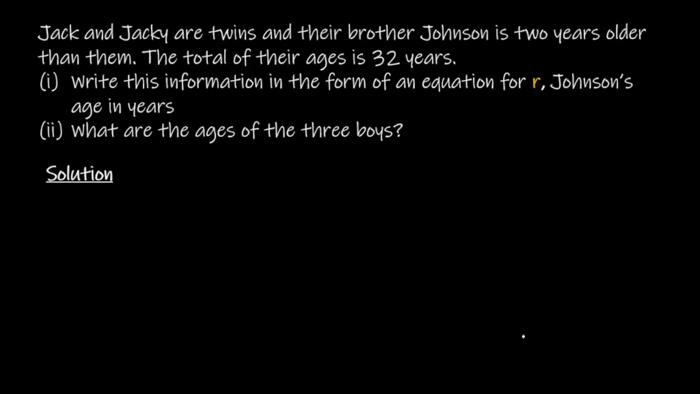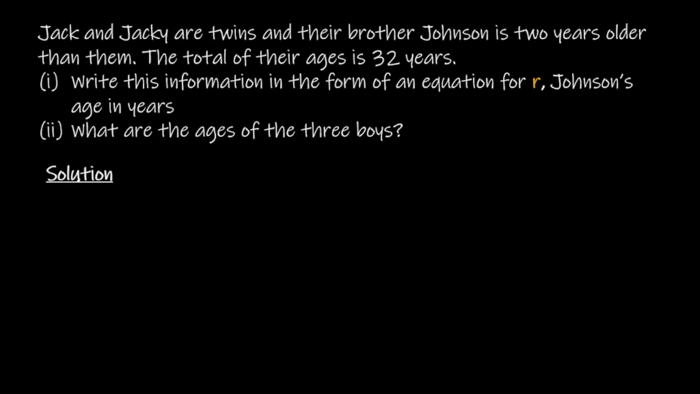We have Jack and Jackie are twins, and their brother Johnson is 2 years older than them. The total of their ages is 32. Write this information in the form of an equation for R, Johnson's age in years. What are the ages of the three brothers or the boys?